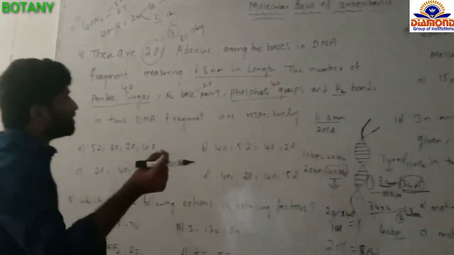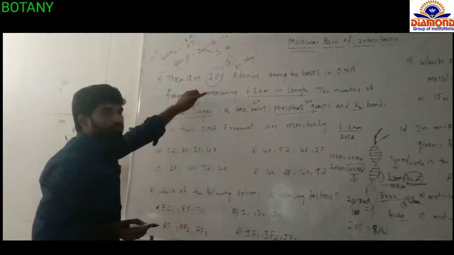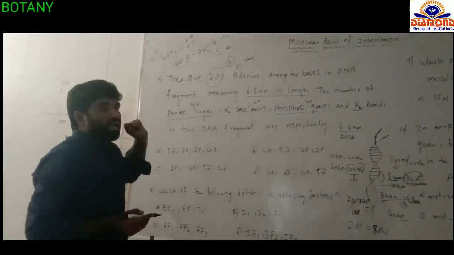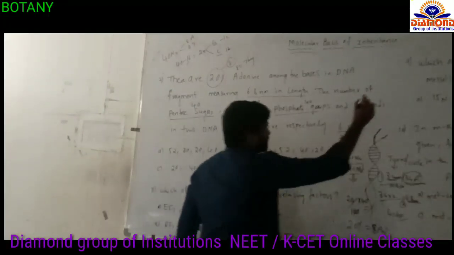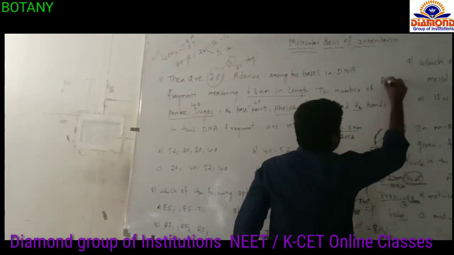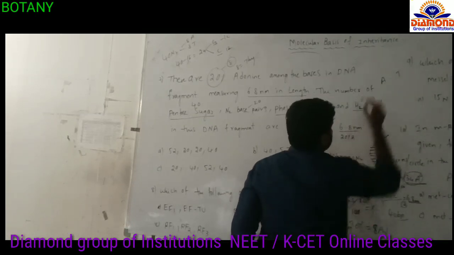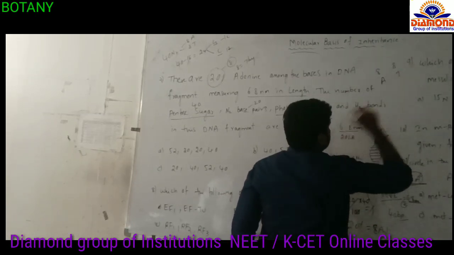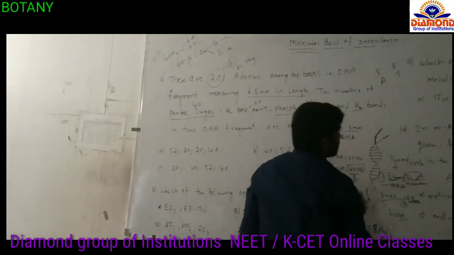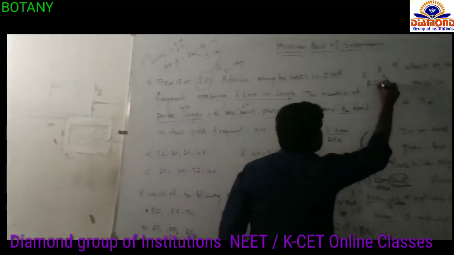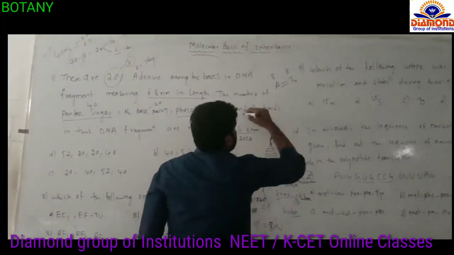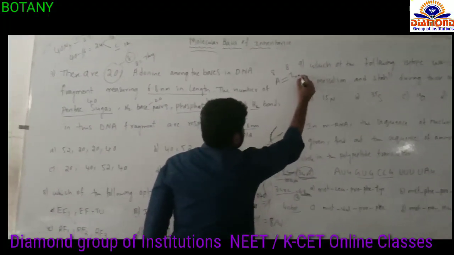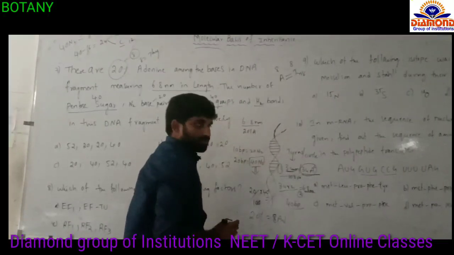Now the number of hydrogen bonds. Here you may be a little confused. Hydrogen bonds between adenine and thymine, and guanine and cytosine, are different. So adenine molecules are 8 and thymine molecules are 8. 8 adenine molecules pair with 8 thymine molecules. Between these, two hydrogen bonds are present, which means between adenine and thymine 16 hydrogen bonds are present.